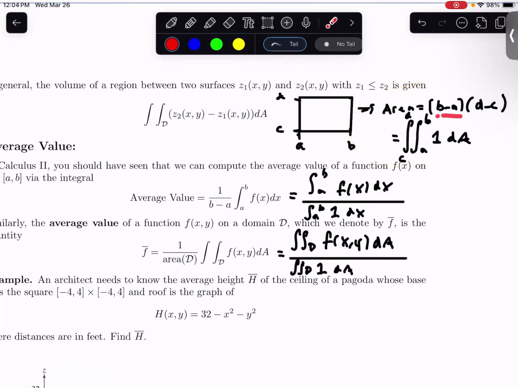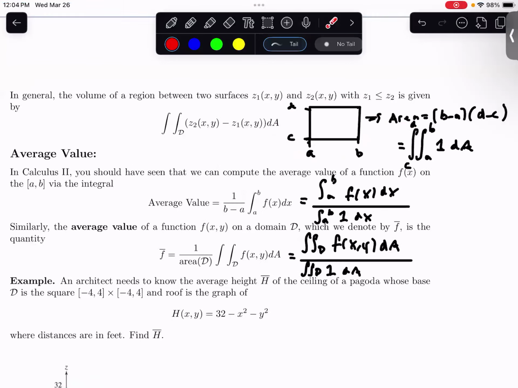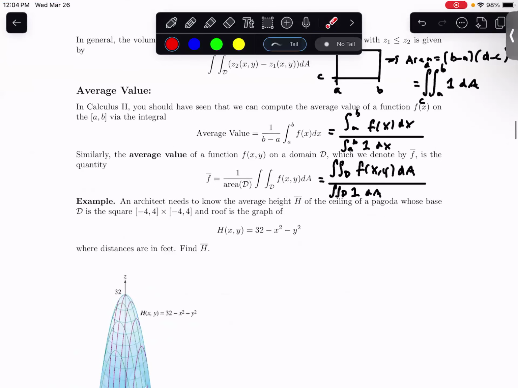If you do b minus a times d minus c, if you were to integrate this with respect to x, that would give you b minus a. That would be a constant. You could bring it outside and integrate with respect to y. That would give you d minus c. And so this ends up being the integral, and it also happens to be the area. Okay, so that's something to keep in mind. This is an important idea that will show up later on in this class.